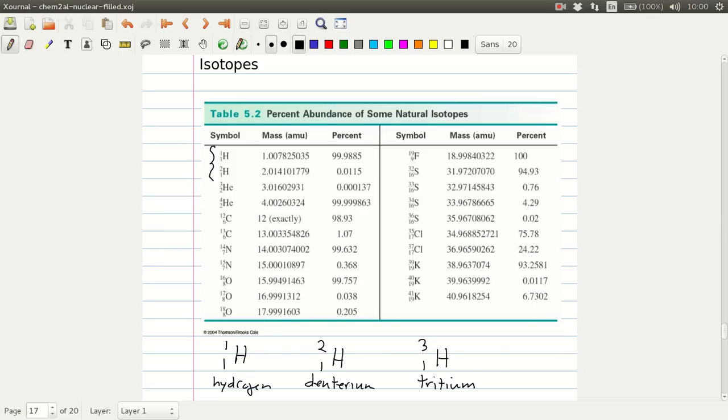Now, notice the abundance of hydrogen: this is 99.99% of all hydrogen atoms. Deuterium is about 0.01% of all hydrogen atoms, and essentially tritium exists around 0% or so. But these all have different properties from each other and have different uses.